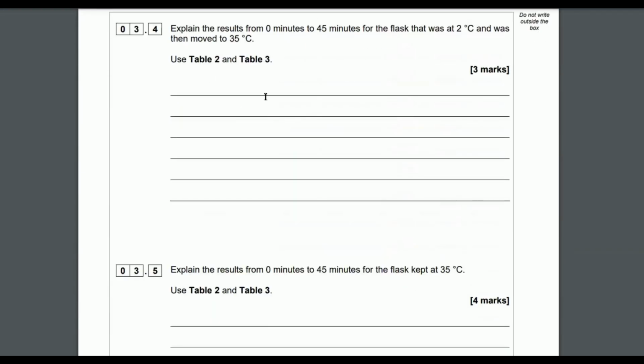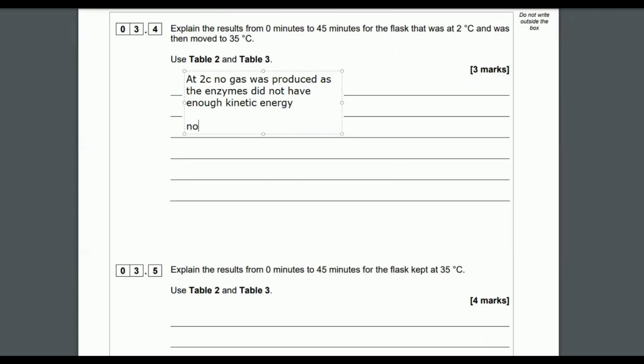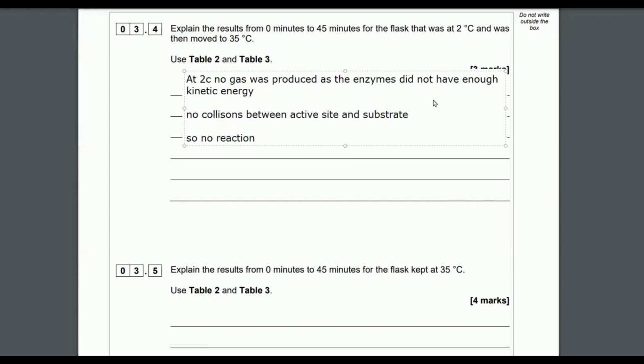So I just got to type all that down. Geez, Louise, lucky me. So at 2 degrees, no gas was produced as the enzymes did not have enough kinetic energy. No collisions between... How do I know there were no collisions? Because there was zero gas collected, so no collisions between active site and substrate. So no reaction. There was no reaction going on. That has explained the 2 degree phenomenon.